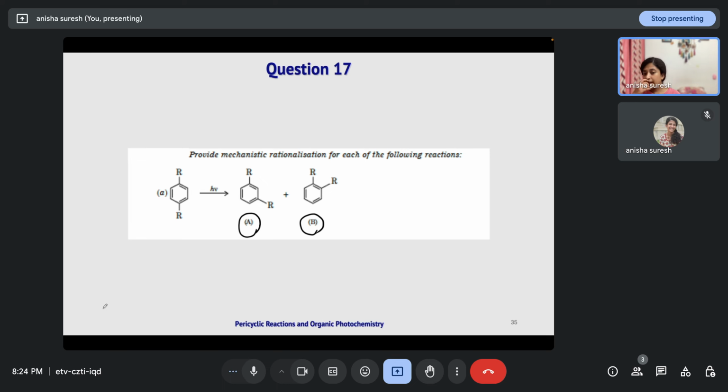Okay, so here it will be undergoing an electrocyclization followed by then opening to give these two products. So it will be going through a prismane sort of intermediate. Okay, so let us see how the reaction is taking place.